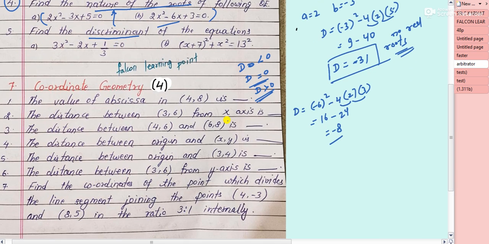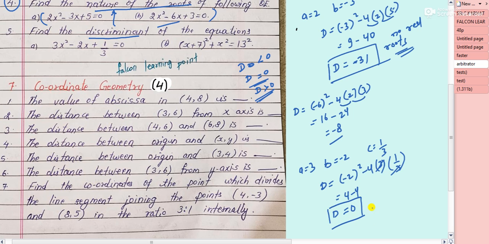Find the discriminant. Okay. So again a is 3, b is minus 2 and c is 1 by 3. Substitute in the discriminant, b square minus 4ac. So these three will get cancelled. We'll get 4 minus 4. So this is 0. See. So if they have asked the nature of roots, what will be the answer? Yes, roots are real and equal. Got it? Real and equal.